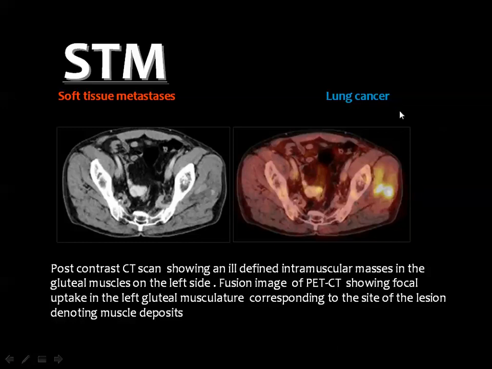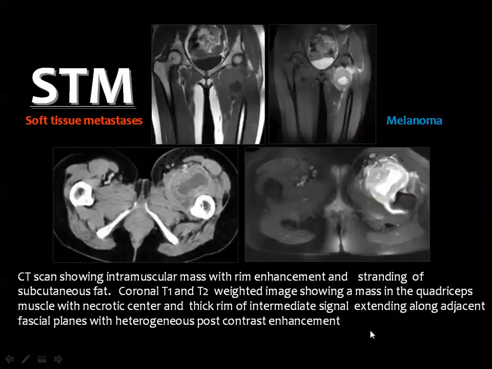This patient with lung cancer has a mass in the gluteus muscles, and on PET-CT there is significant metabolic activity, and this was a metastatic deposit. And this patient with melanoma has a mass in the groin on the left side. The mass showed heterogeneous low signal in the T1, high signal in the T2 weighted image, and heterogeneous post-contrast enhancement in this T1 FAT-SAT image.